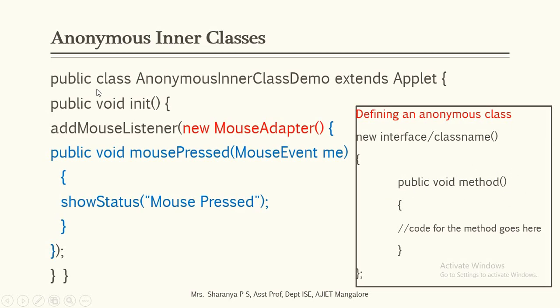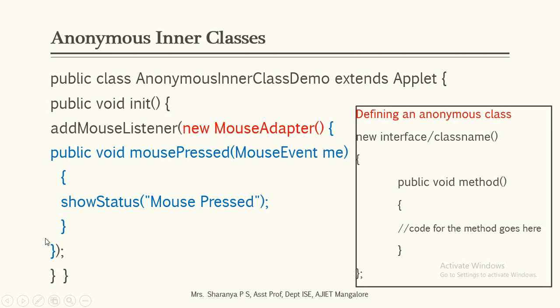If you look into the example, we'll see public class, this is the outer class that we are referring to, AnonymousInnerClassDemo, and it extends Applet. Inside the init method we are now defining the anonymous class, that is addMouseListener. This is the method that we are using to add the mouse listener interface, or nothing but the event. And now MouseAdapter is what we are referring to.